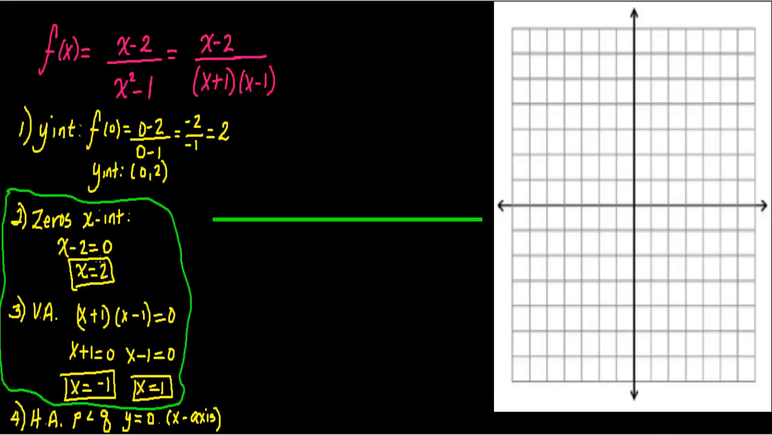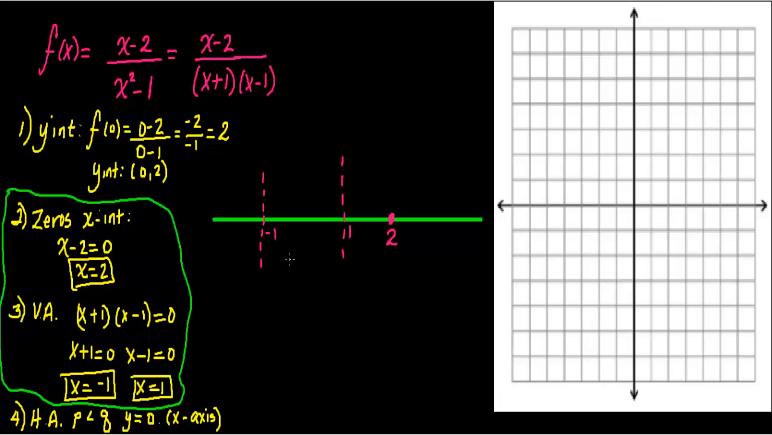So our x-intercept, or our 0, is at x equal to 2. I'm going to say this is 2 right here. And for my vertical asymptotes, I have one at 1. That means there's a wall at the value x equal to 1. And there's another wall at the value x equal to negative 1. So negative 1, and this is 1. Those are my two walls.